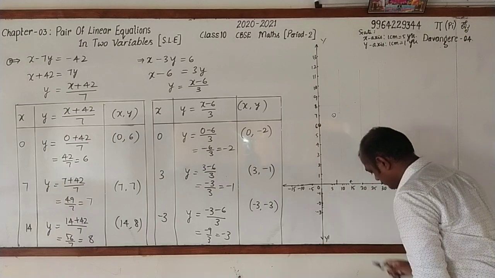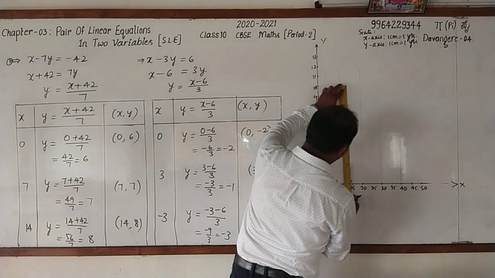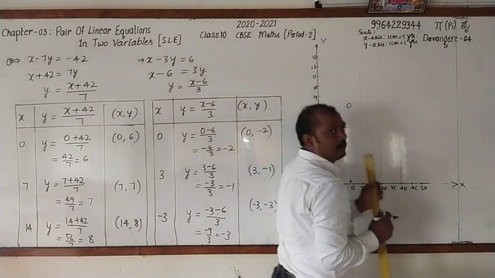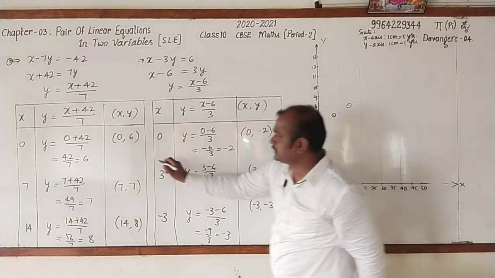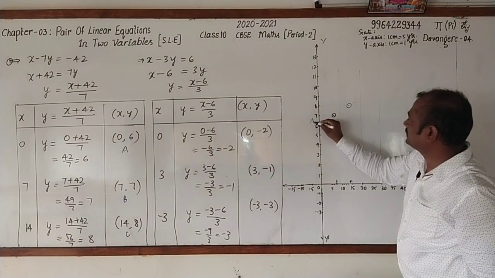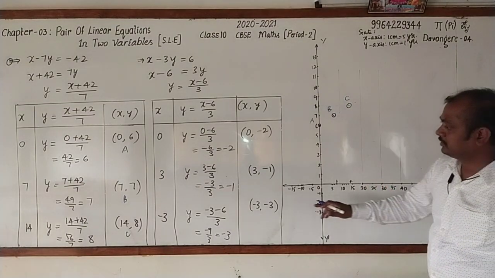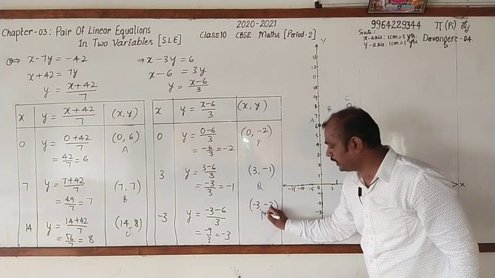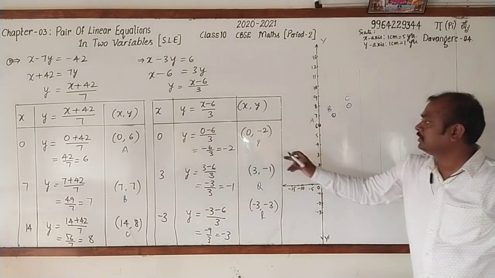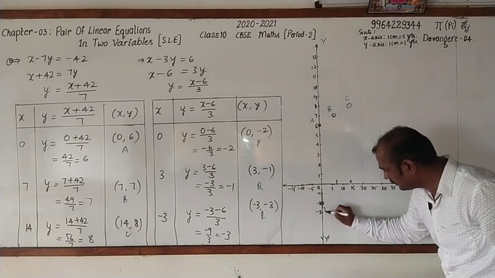Here, I am going to mark it. This is. And you can call these points as A, B and C. Here I'll write. This is A, this is B and this is C. Next, let us mark P, Q and R, where P is, observe that, 0, minus 2. This is P.